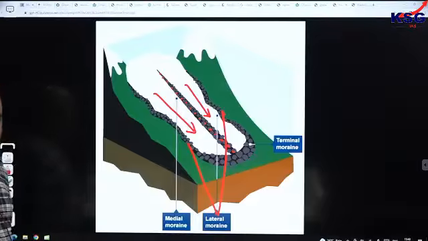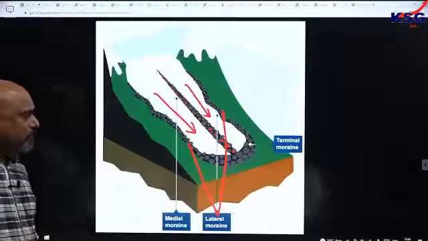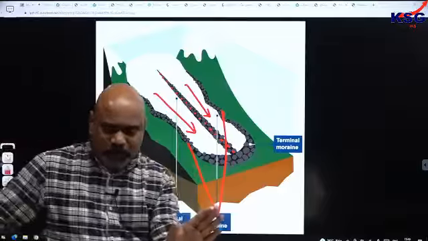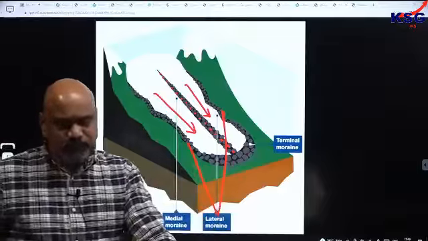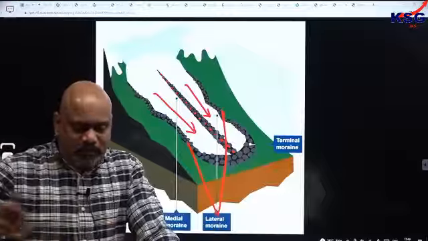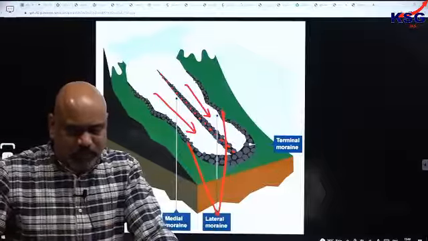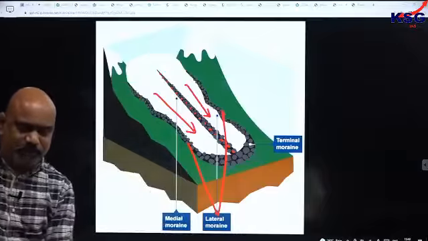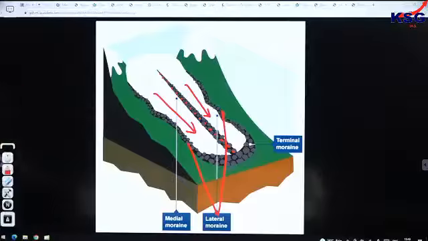Okay. Is it clear to you? Terminal moraine at the end, that will come later. Is it clear to you? Please tell me if it is clear. If not, I'll repeat. But please respond. We have less time. Please go ahead.